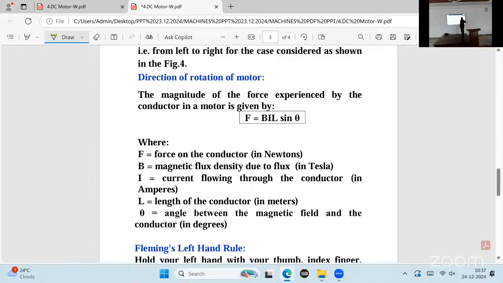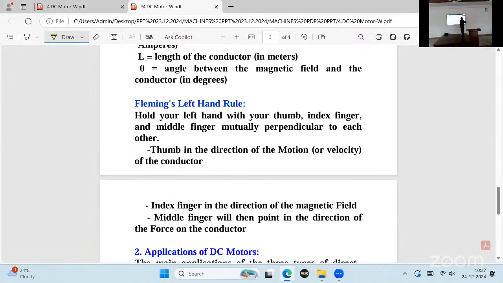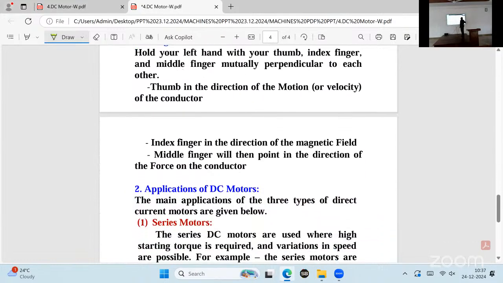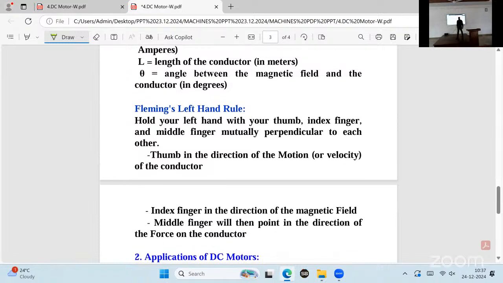Next one, the last one. Finally the conductor is rotating. It may be anti-clockwise, but we cannot tell. So to know the exact direction, whether it is clockwise or anti-clockwise, what do you have to apply? Fleming's left-hand rule, to get the direction of the armature's rotation.